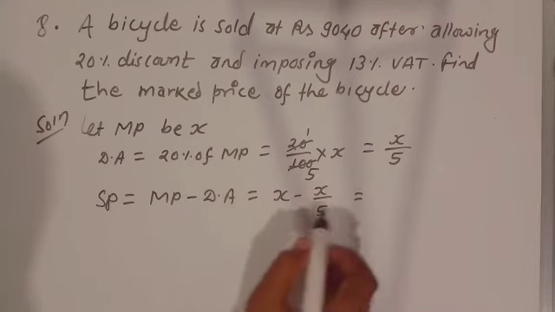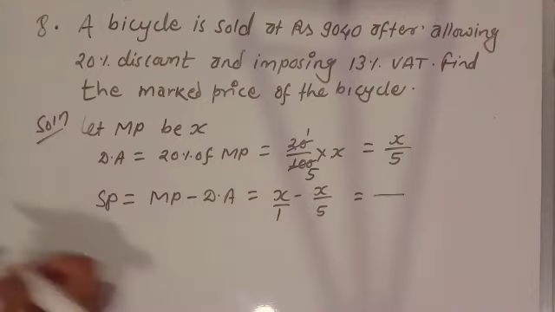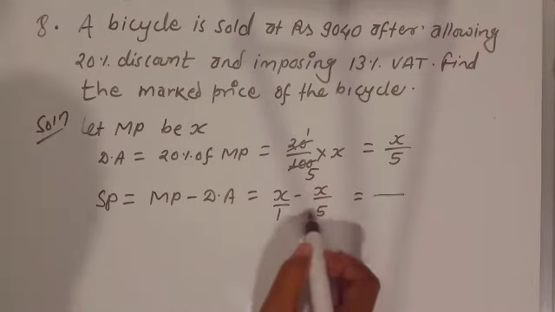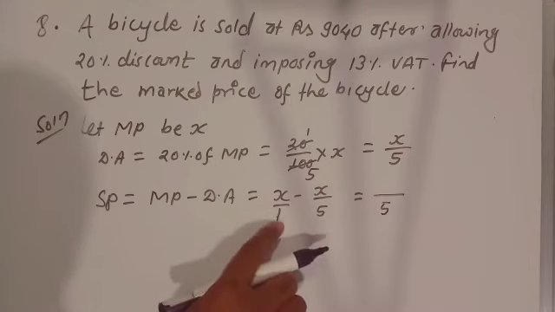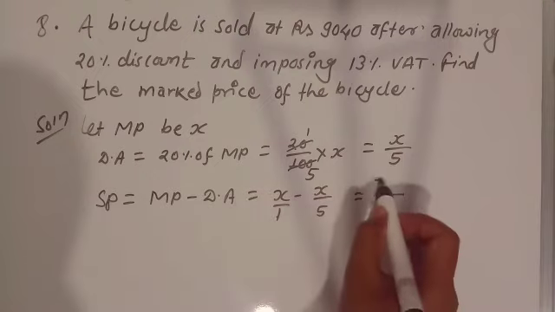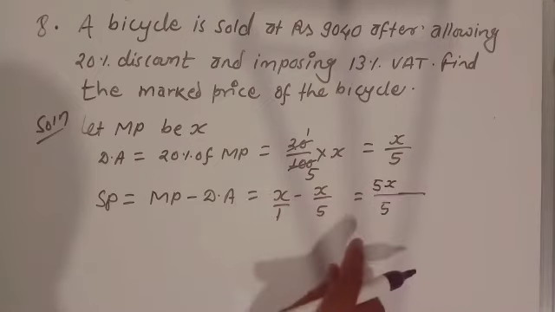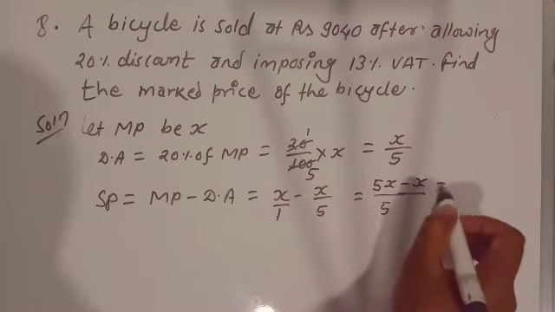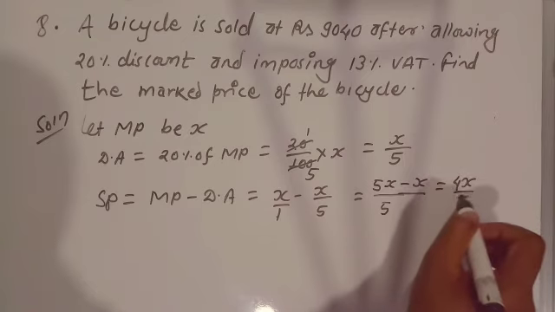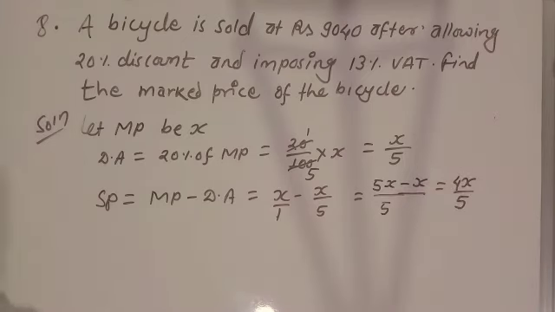By taking LCM, try to get the simplified form. LCM of 5 and 1 is just 5. Then divide this LCM by the denominator of the first expression. Quotient is 5. 5 times X is 5X. Again divide this LCM by the denominator of the second expression. Quotient is 1. 1 times X is X. This is 4X upon 5. This is the price after discount.